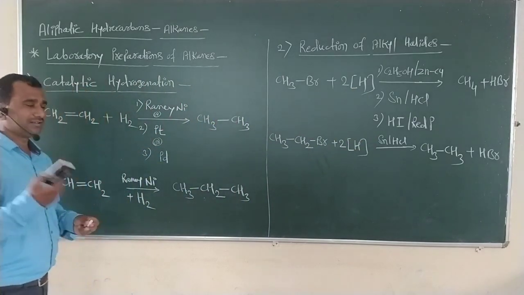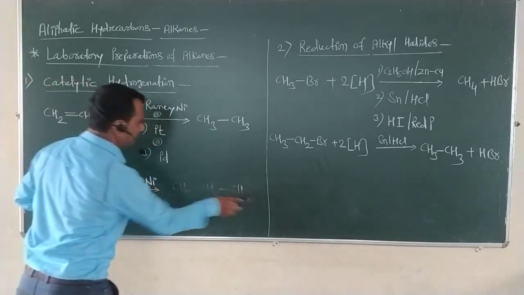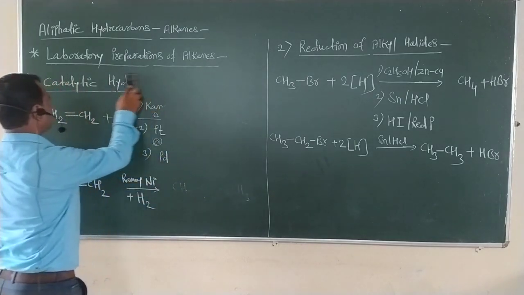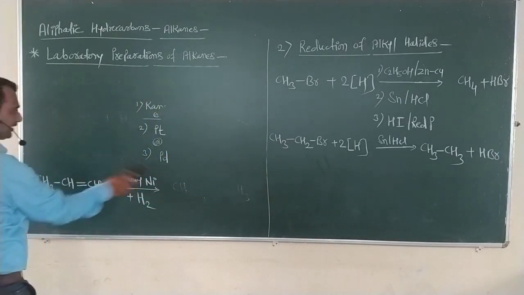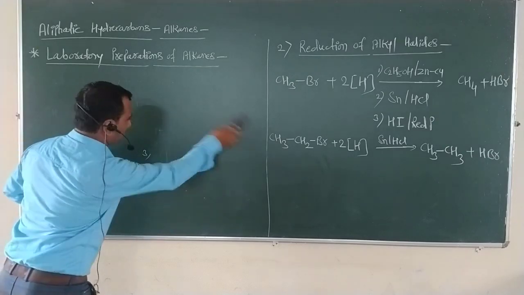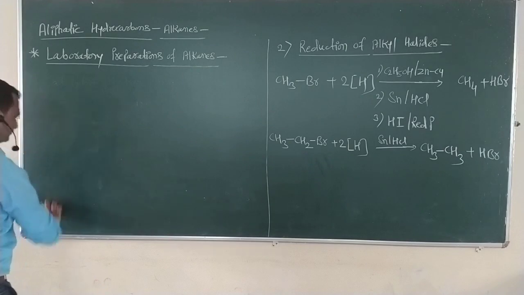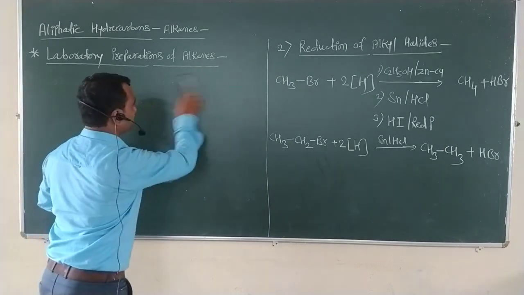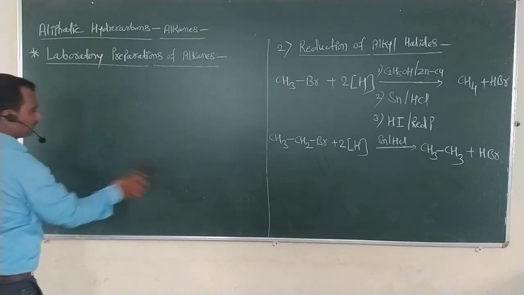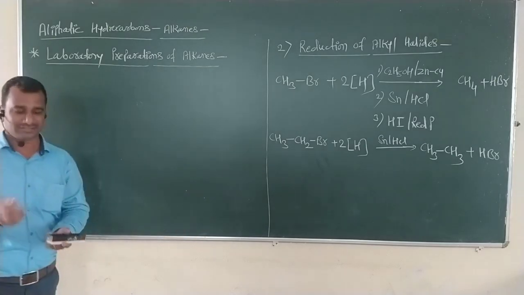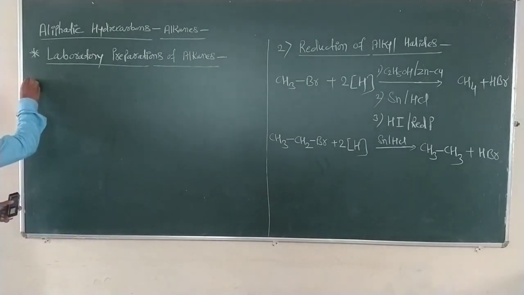Now we have to study the next important method, method number 3. We are going to study method number 3 for the formation of alkanes. Method number 3 is one important reaction, and by using that reaction, you can form these alkanes. Now, what is the name of that reaction?